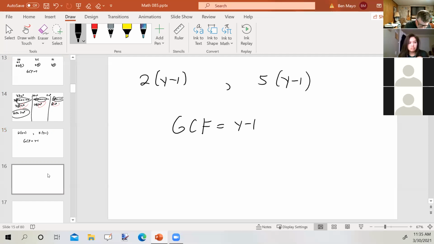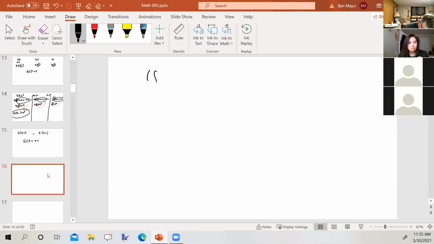All righty. How about this problem? 18x plus 24. Let's see. Oh, the directions have changed. It says factor out the greatest common factor. So before they wanted us to determine the greatest common factor, now we're going to factor it out, except I left off an x there.